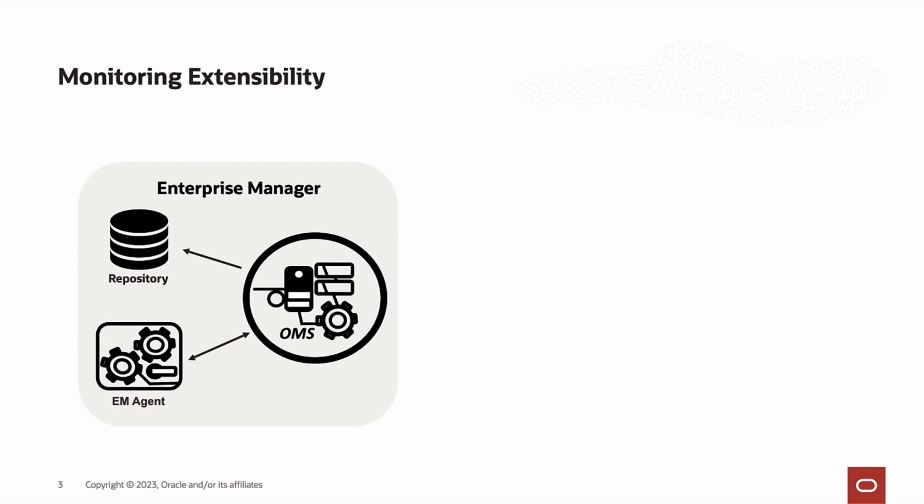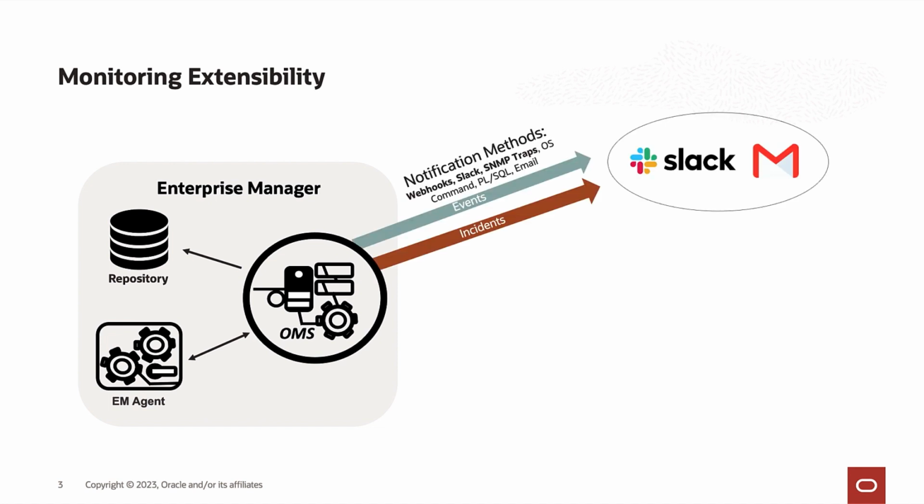First is through notification methods. The notification methods supported are OS commands, PL/SQL procedures, email, SNMP traps for events, or our newly introduced methods, webhooks, Slack, and SNMP traps for incidents. Using these, you can share events or incidents directly to your third-party system of choice.